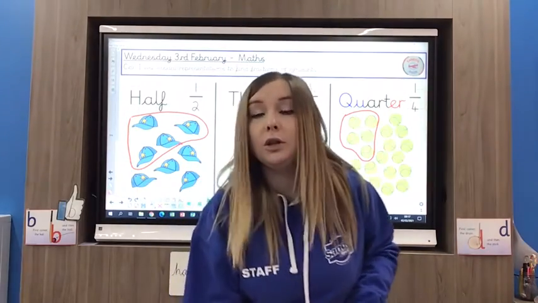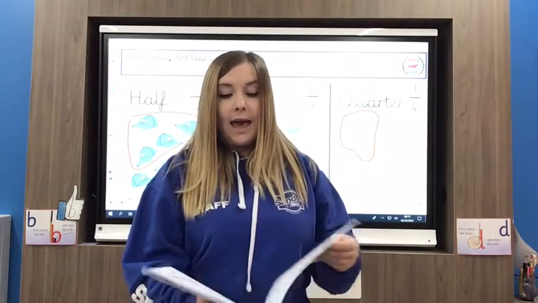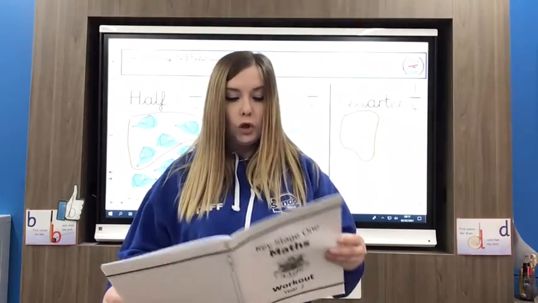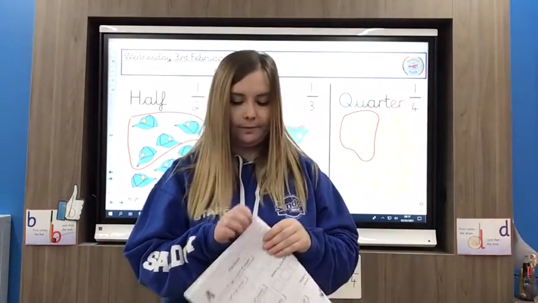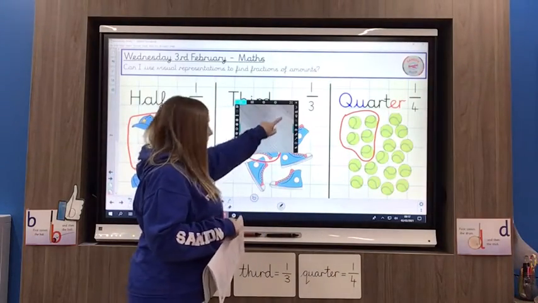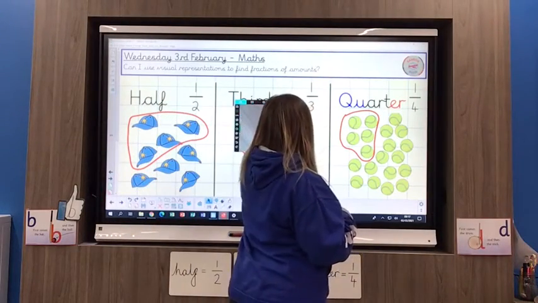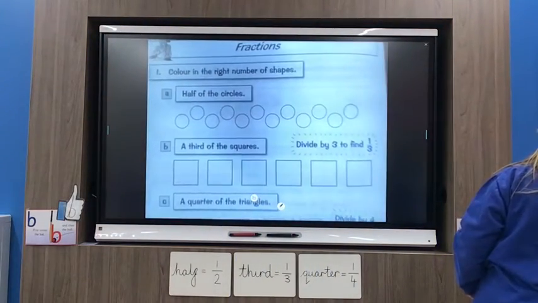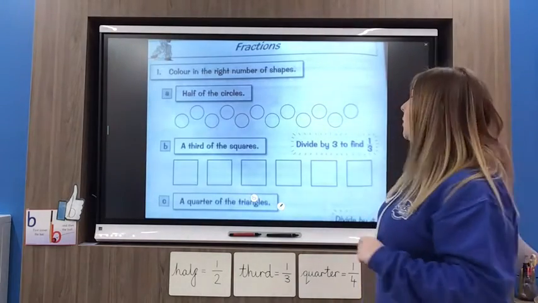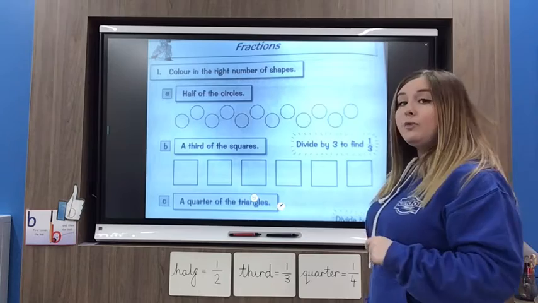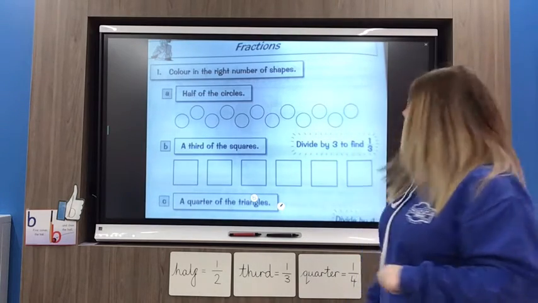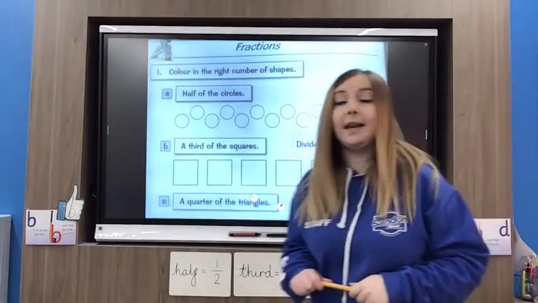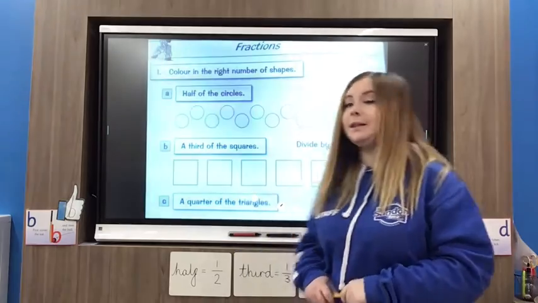Okay, so now we're going to have a little look at your activity for today. And you're going to start by turning to page 18. Okay then, Year 4. So question 1 is asking you to colour in the right number of shapes. So you'll need a different coloured pencil or a pen, whatever you can find at home. If you haven't got any colours, you could even use your writing pencil as well.